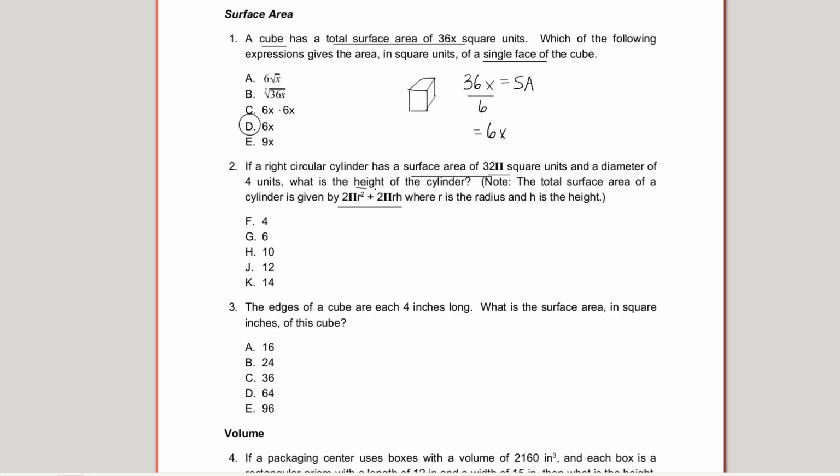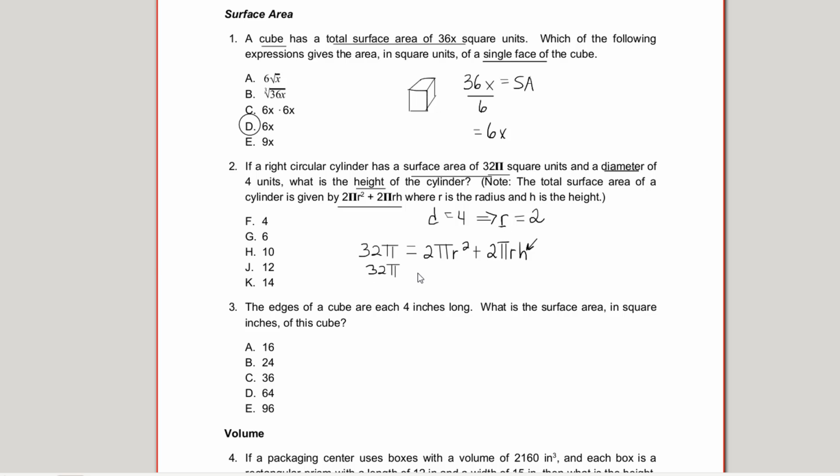They want to know the height, and we're given, in addition to the surface area, the diameter. But even though radius is used in the formula, we can take our diameter of 4 units, and the radius is half of the diameter, so that gives us a radius of 2. So we have that our surface area of 32 pi is equal to 2 pi r squared plus 2 pi rh. And we're looking for this h. We know what r is, so let's go ahead and plug in.